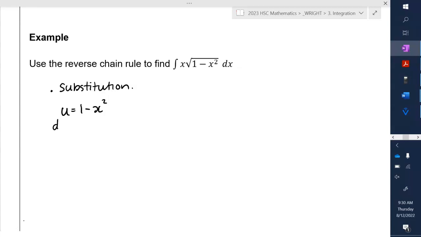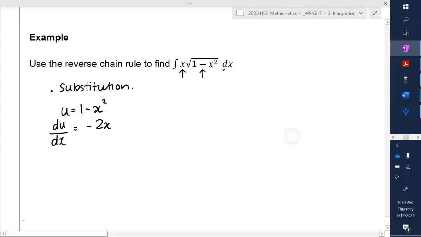I'm also going to therefore need to have a du dx, and my du dx would be minus 2x. So what I want to do is substitute in for my 1 minus x squared, and try and get rid of all the x's so that I can differentiate, or sorry, integrate with respect to u.